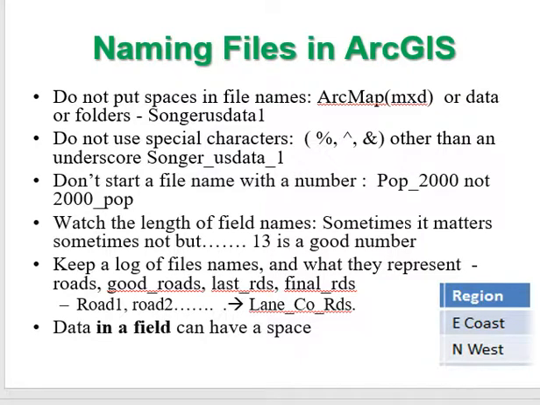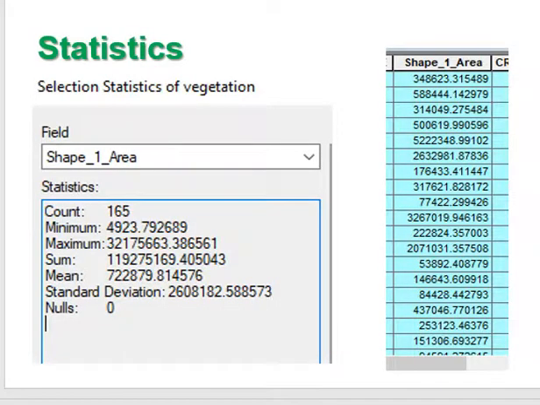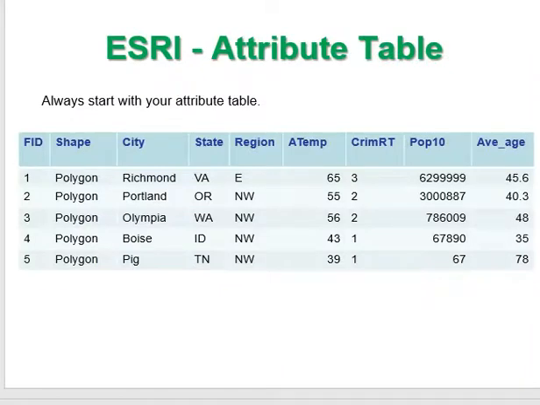And the data in the field itself can have a space, and that's one thing that often confused people. Let me go back to this one. I could have the word north space west in the actual record. It just can't be in the field name.